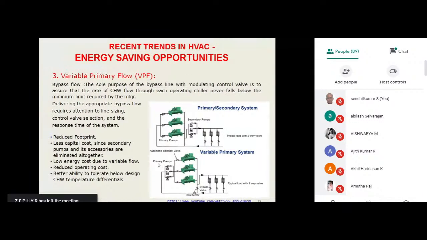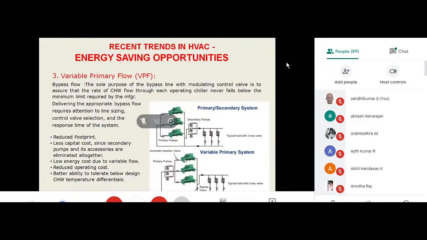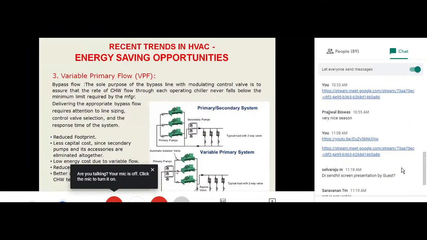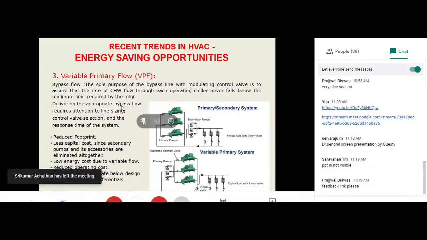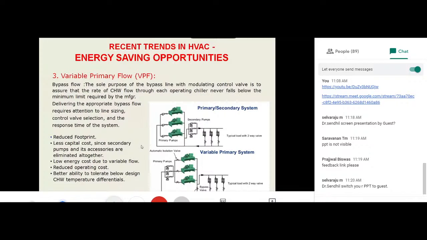So with this variable primary system we are maintaining the minimum flow rate as prescribed by the manufacturer. The working chiller will get the minimum water flow rate with the help of this flow meter and bypass valve arrangement. So this is the arrangement of the variable primary system, which gives less footprint.